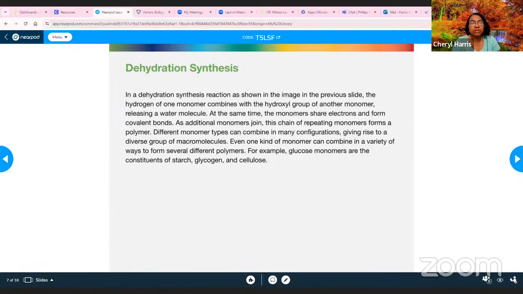Let's see, what else do we need to say? At the same time, they share electrons. It's a covalent bond. All right. Again, those were monomers, and when we connected them, they become a polymer. In this case, they were saccharides. So it went from being two monosaccharides to being a disaccharide. And when you keep connecting them, they become a polysaccharide. And our polysaccharides can be starch, glycogen, and cellulose. Those are large saccharide molecules.